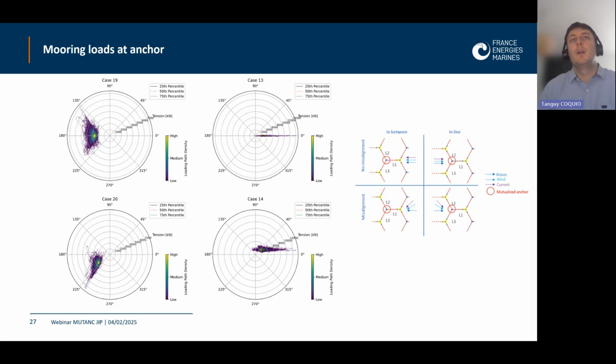significant. In the opposite, when you have a meteo condition that arrives directly on one line, you will have very directional loading that is very similar to what you can see on an unshared anchor. The loading will be more important, but with a very restrained angle variation. When you introduce misalignment, like on the bottom right and bottom left, you can create kind of intermediate loading configurations.